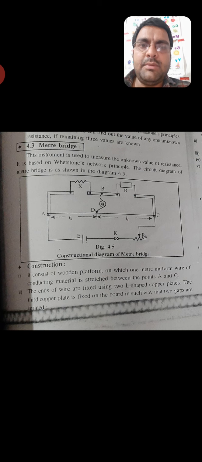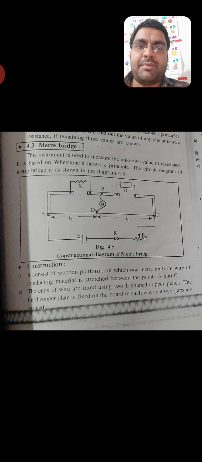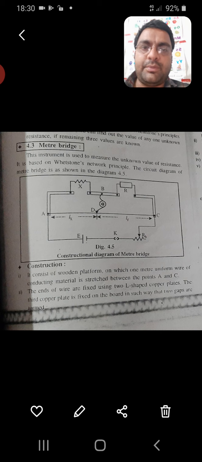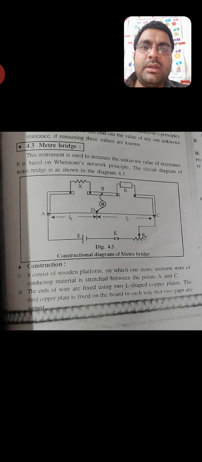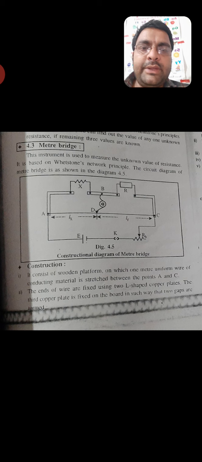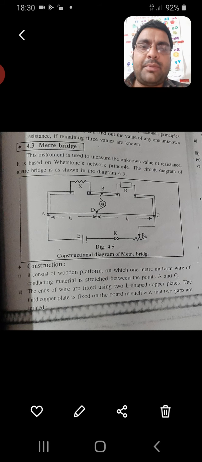So in meter bridge, the instrument which is used to measure the unknown value of resistance is based on Wheatstone's network principle. Okay, it means whatever we have learned in the last lecture, we are going to take in this experiment. This is the circuit diagram of the network meter bridge as shown in this figure. This is the construction diagram of meter bridge.